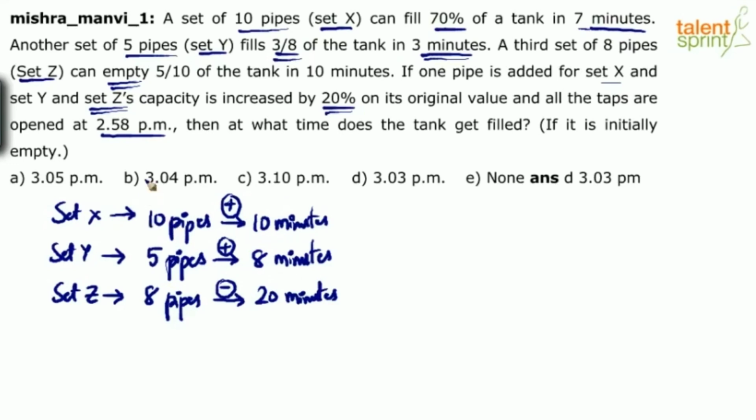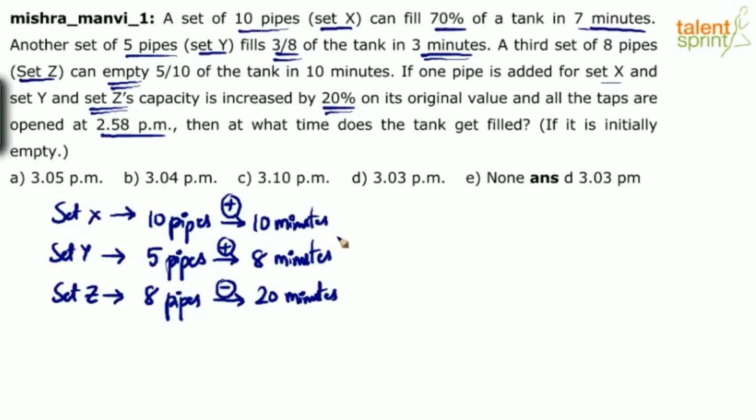If the workforce increases, the time taken will reduce. Yes or no? When 10 pipes becomes 11 pipes, what does it mean? The capacity has increased. If the capacity has increased, the time taken will reduce. The same applies to the second set also, set Y. Here also one pipe is increased. If the number of pipes is increased, the time taken would reduce. Are you able to follow?